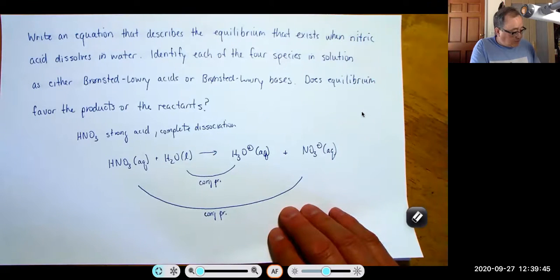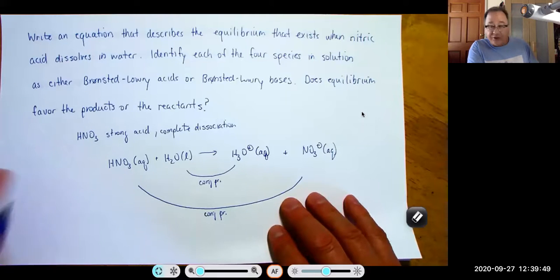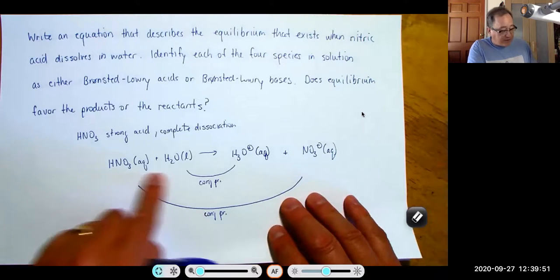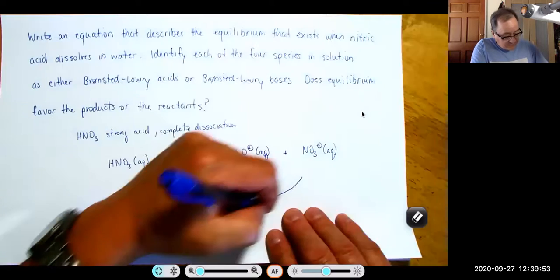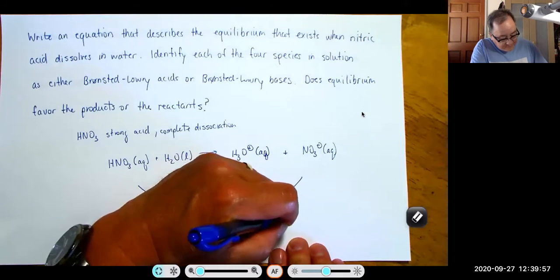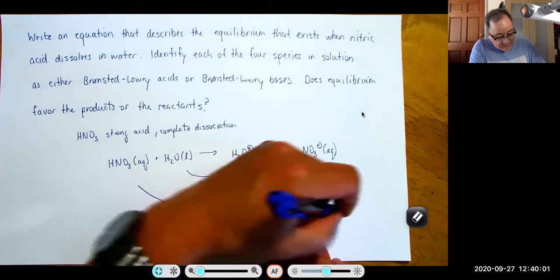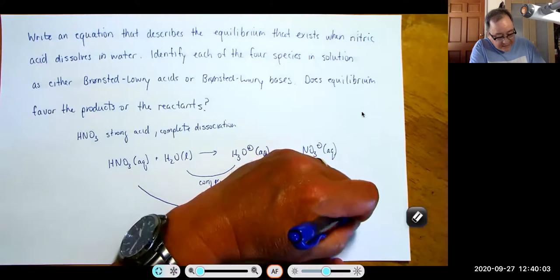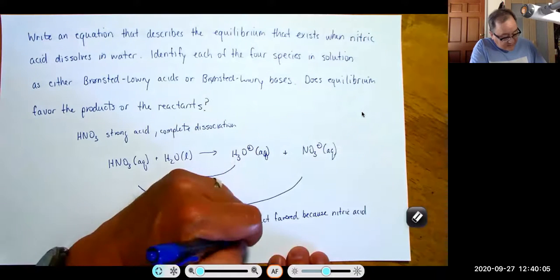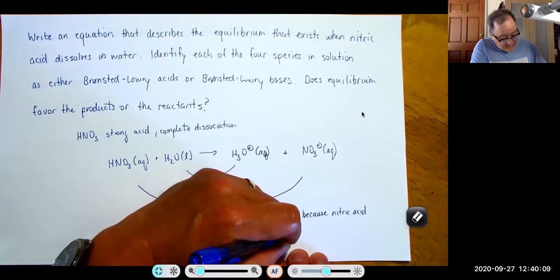Okay, so does equilibrium favor the products or the reactants? Well, because this is a strong acid, it favors the products. Product favored because nitric acid is a strong acid.